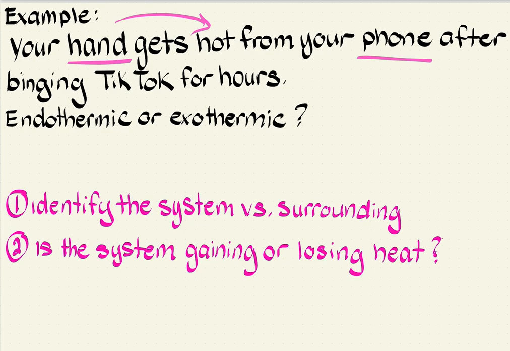The first thing that we need to do is identify the systems versus the surroundings. So our question says, your hand gets hot from your phone after binging TikTok for hours. Is it endothermic or exothermic? First thing that we need to do is determine the system and the surroundings. So we either have your hand or your phone. Which one do we think is going to be the system? Which one do we think is going to be the surroundings?